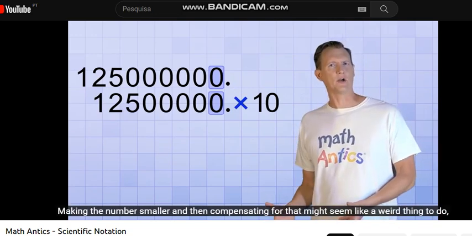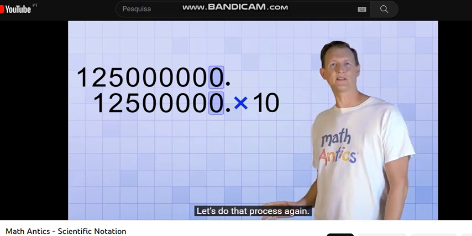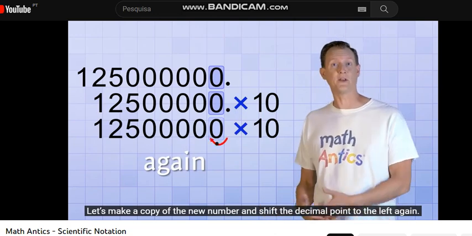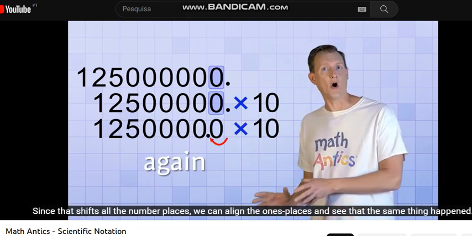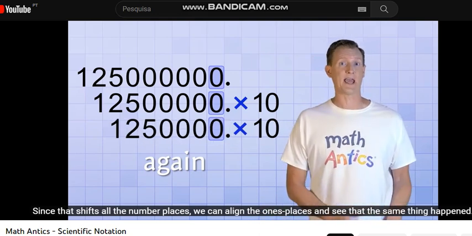Making the number smaller and then compensating for that might seem like a weird thing to do, but it'll make more sense in a minute. Let's do that process again. Let's make a copy of the new number and shift the decimal point to the left again. Since that shifts all the number places, we can align the ones places and see that the same thing happened.